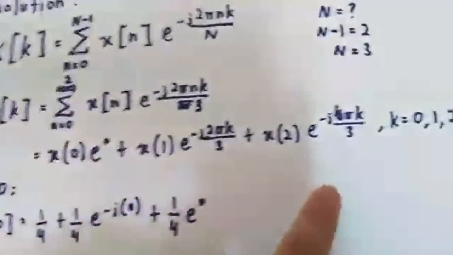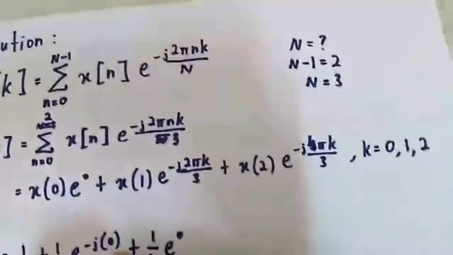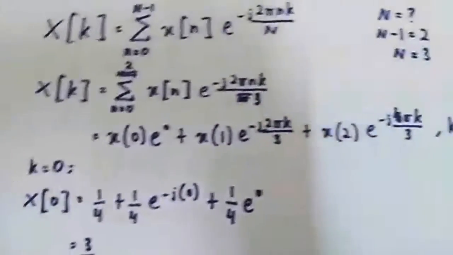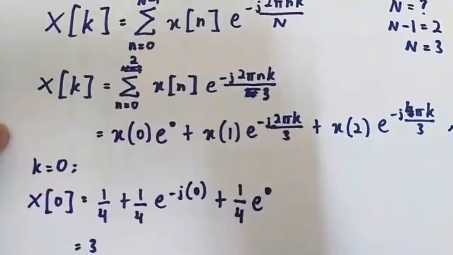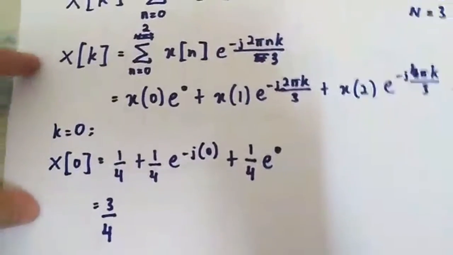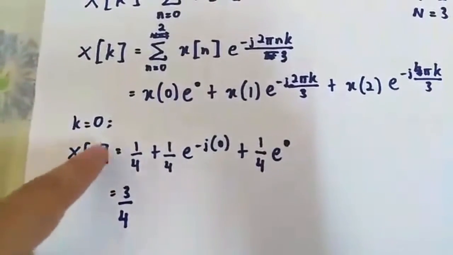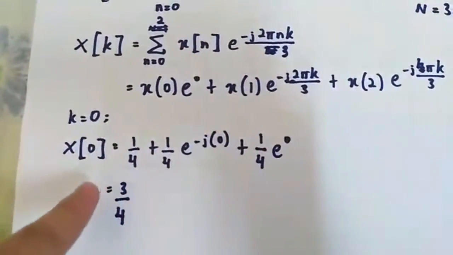So we need to substitute the values of k, which are 0, 1 and 2, into the equation, because the range given is 0, 1 and 2. So the first one is k equal to 0. So we substitute the 0, and then we get 3 over 4.